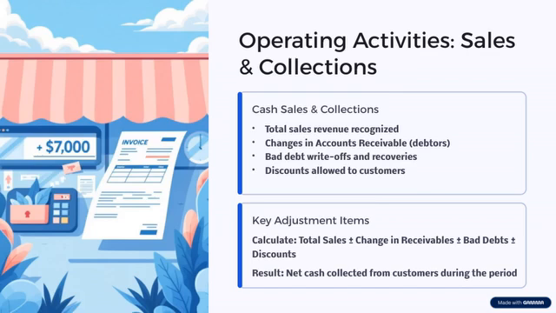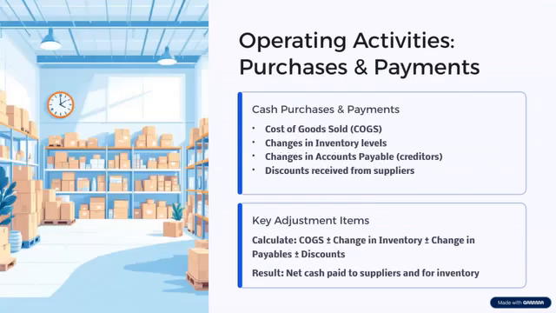We also account for bad debts, including write-offs and recoveries, since these affect the cash actually received. Additionally, discounts allowed to customers reduce the amount of cash collected. By combining these key adjustment items, total sales, changes in accounts receivable, bad debts, and discounts, we arrive at the net cash collected. This process highlights the importance of understanding operating activities, specifically sales and collections, as they directly impact our cash flow. Remember, these calculations help us see the true cash position of the business, beyond just the sales figures reported.